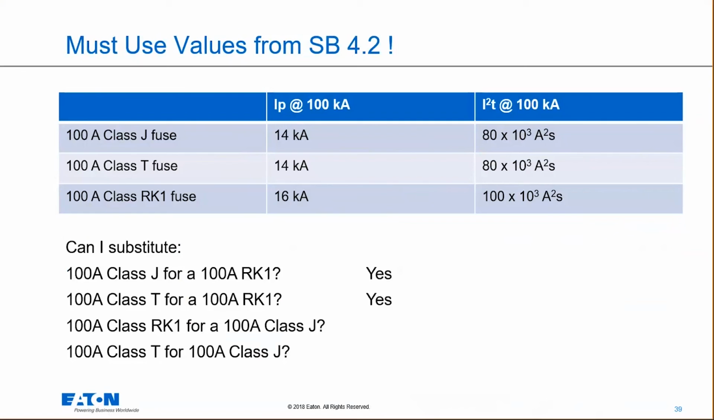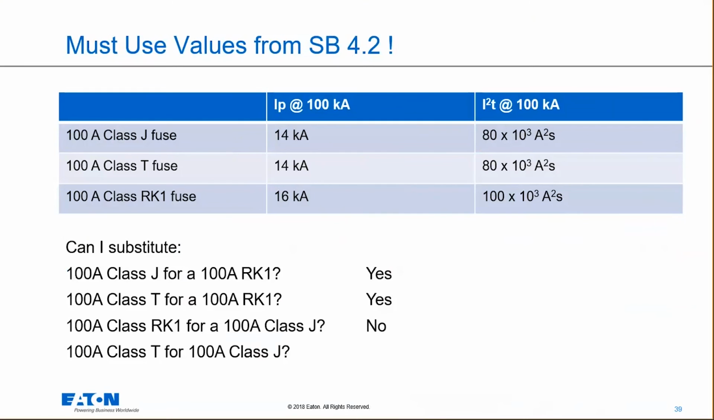Let's look at the opposite case. We have a contactor that's specified with a Class J fuse. That's rated at 14,000 amps for peak let through. Can I go the opposite way? Can I put an RK1 fuse in there? Obviously, the answer is no, because now all of a sudden that rating is not the same or less. It's now higher. So we want to make sure that we are at least substituting like kind fuses or better.